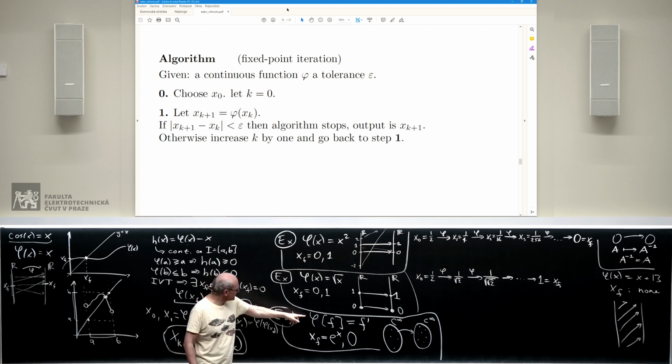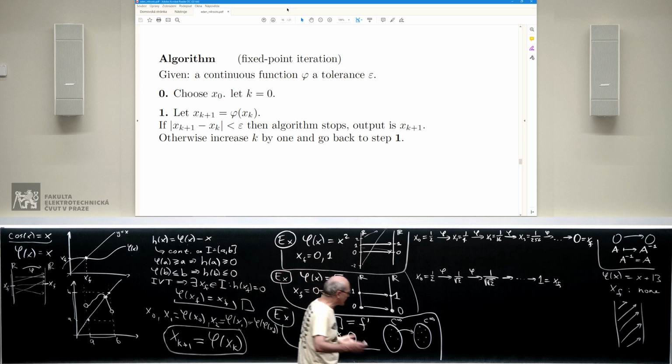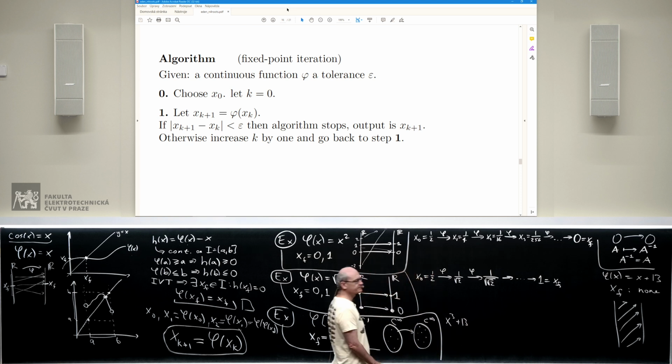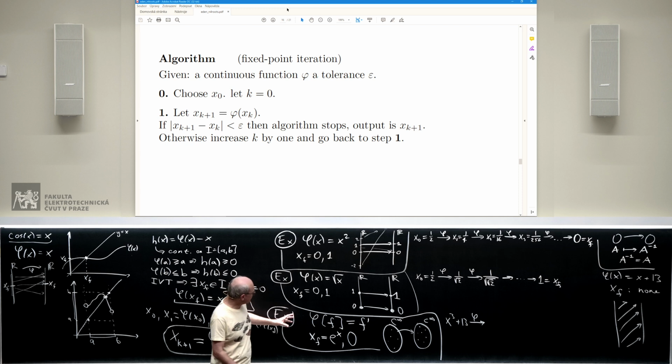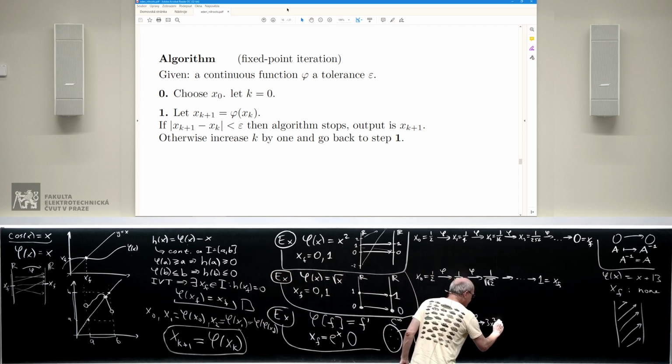How about this mapping which takes functions and sends them to their derivatives? How will it work there? Well, that's an interesting question. Let's start with initial iteration, which is, let's say, x cubed plus 13. Nice function. I'm going to apply my mapping, which is actually just applying the derivative. So I apply the mapping here, and what I get is 3x squared, and that's it.